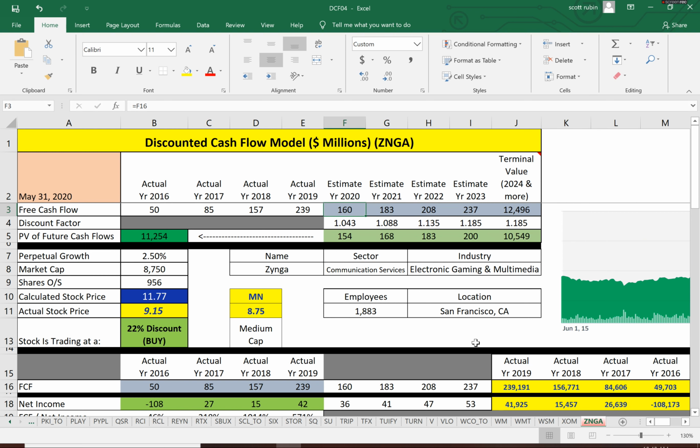And we estimate future free cash flows in 4 years. Then we do terminal value, which is all the years beyond year 4. We discount that back to today's dollars. And the value of the company is $11 billion. When you divide that by 950 million shares, you get a stock price of $11.77. And it's trading at 9.15, so we consider this a buy. It's trading at a 22% discount.